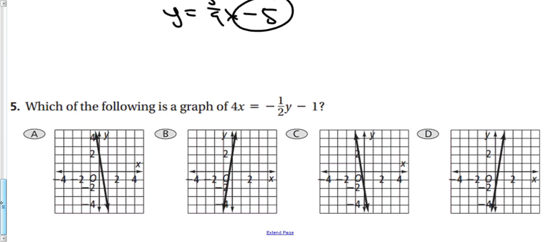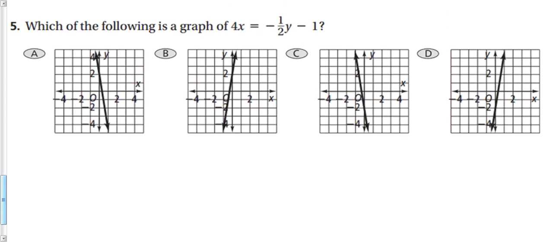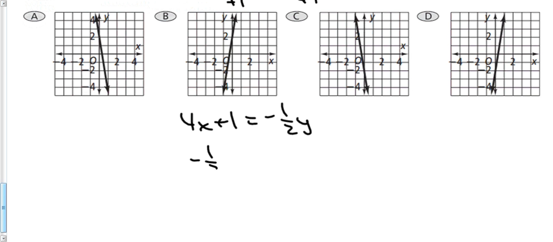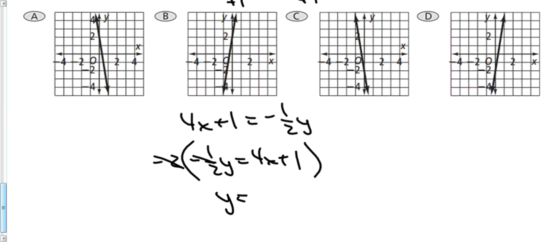And the last question was, which of the following is the graph of that equation? 4x is equal to negative 1 half y minus 1. Again, with all of these, put this into slope-intercept form. So add 1 to both sides. That gives me 4x plus 1 is equal to negative 1 half y. Use the reflexive property to switch this around. Negative 1 half y is equal to 4x plus 1. Then I want to multiply everything by negative 2, which will cancel this and give me y. Negative 2 times 4x is minus 8x minus 2.